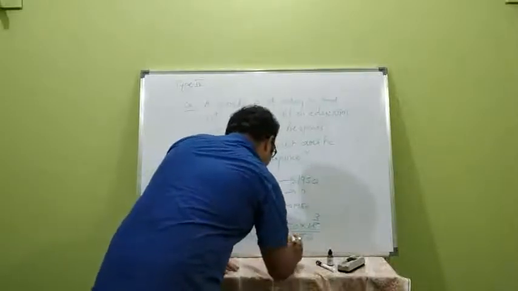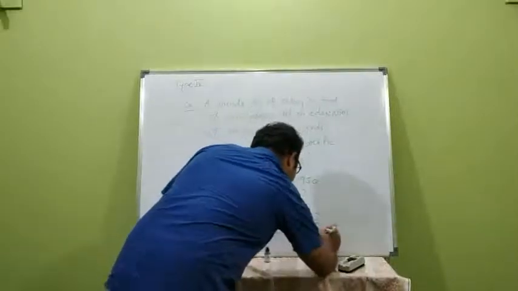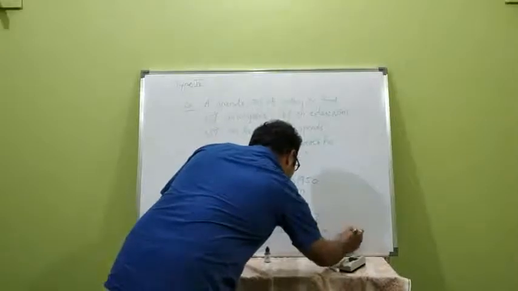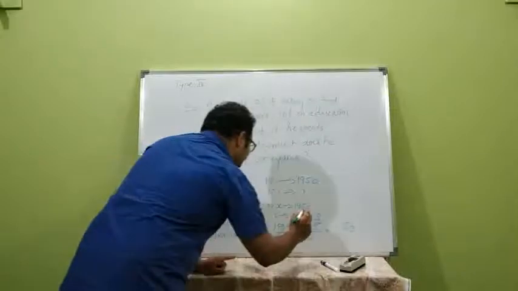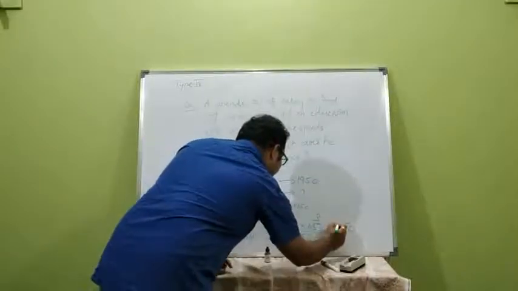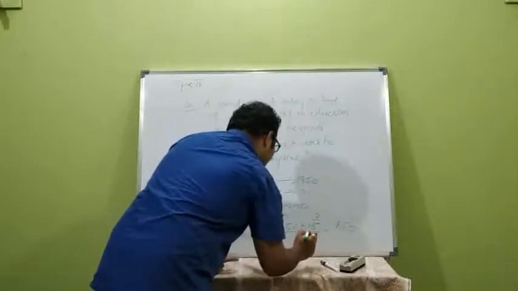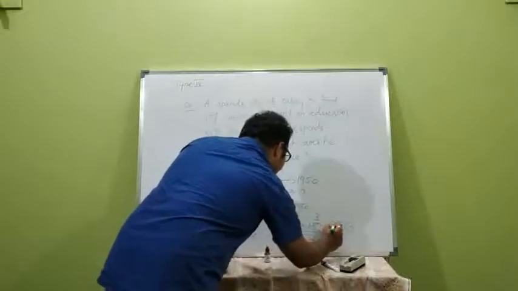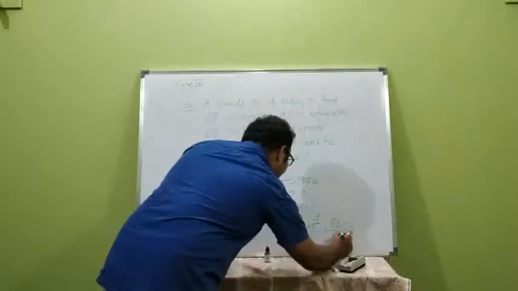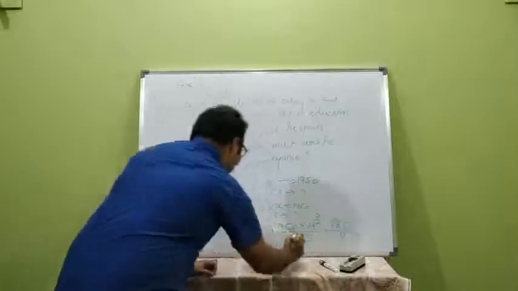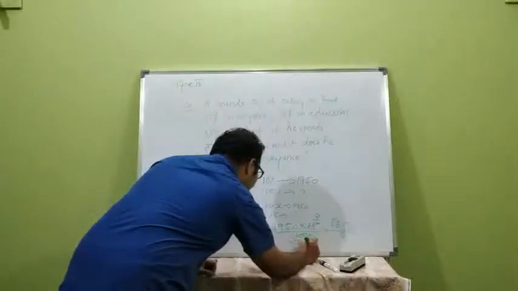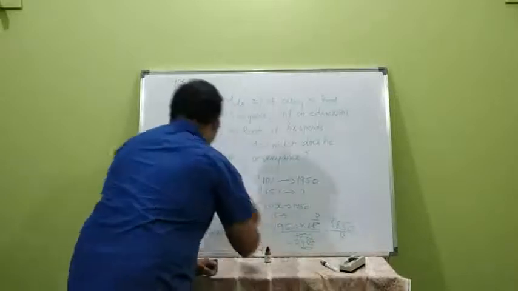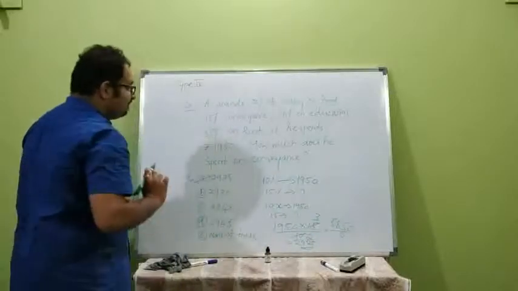Okay. So 3 into 0 is 0. 3 5s are 15, 1 carry. 3 9s are 27 plus 1 is 28, 2 carry. 3 1s are 3 plus 2 is 5. Divided by 2, the answer is 2925. Option A is the correct answer.